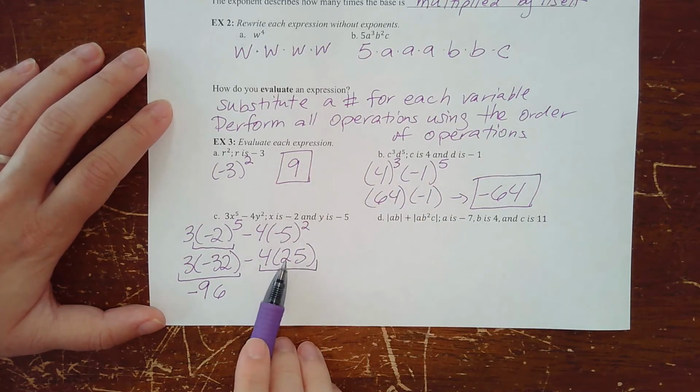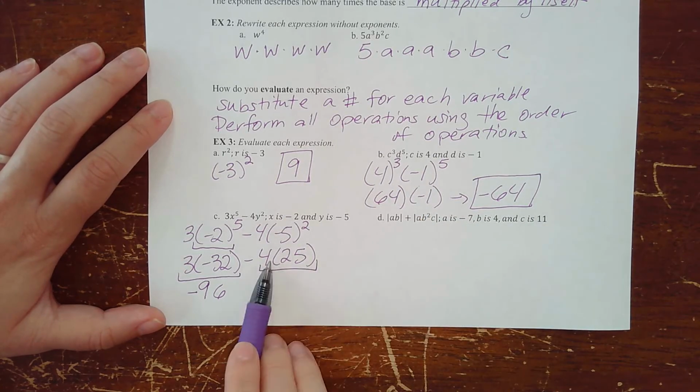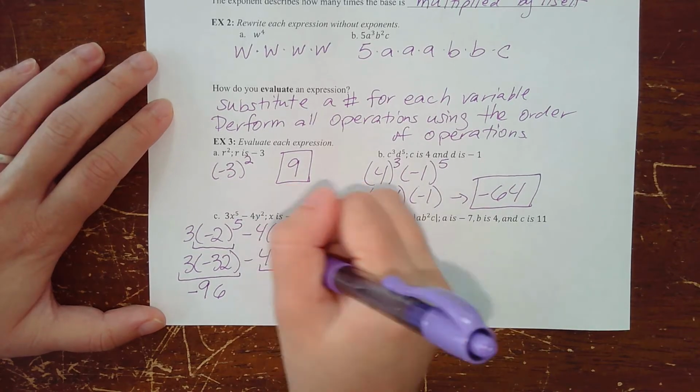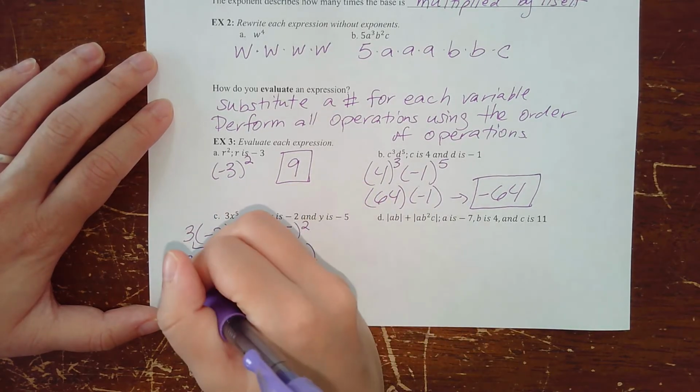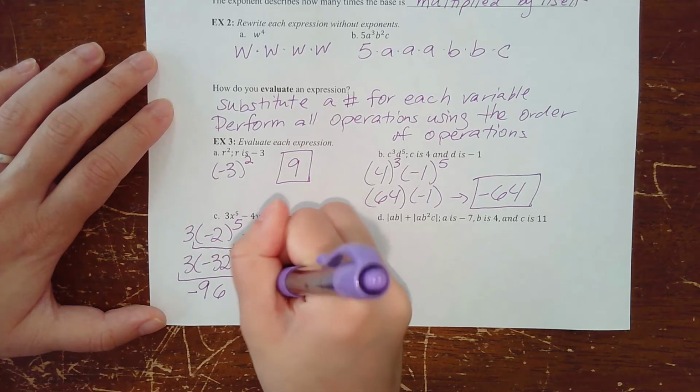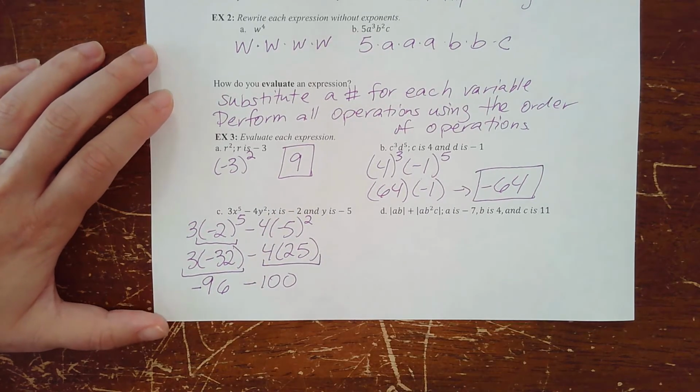You could even think about quarters. 4 quarters gives you $1. 4 times 25 is 100. So now I have negative 96 minus 100. And we're ready to do our subtraction, okay?